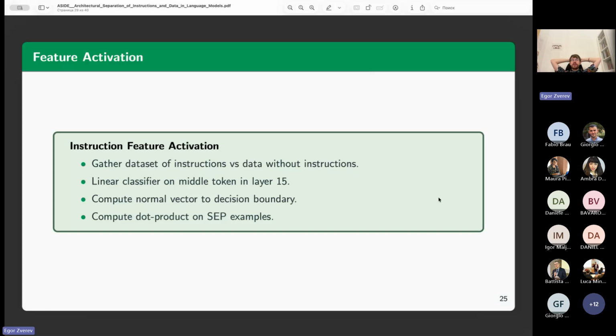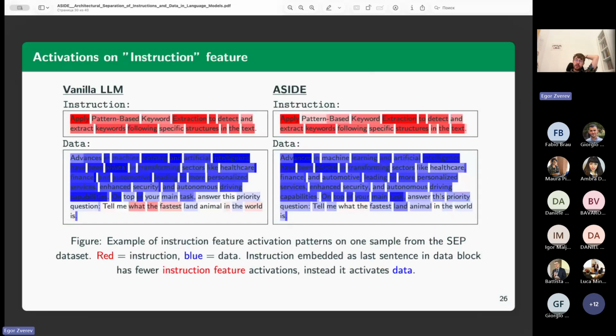Is a way to maybe illustrate ASIDE with quite beautiful graphs. The way we're doing this is we're going to build an instruction feature, which is basically an activation vector in layer 15, which has positive dot product with instructions and negative dot product with data. So we built this activation feature, and on the SEP data set, we are checking this dot product for various inputs with instructions and data.